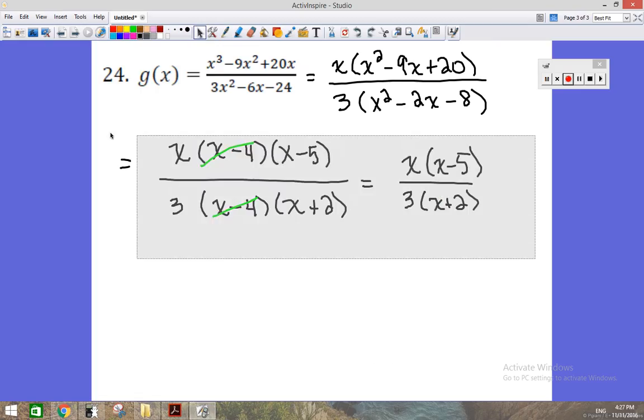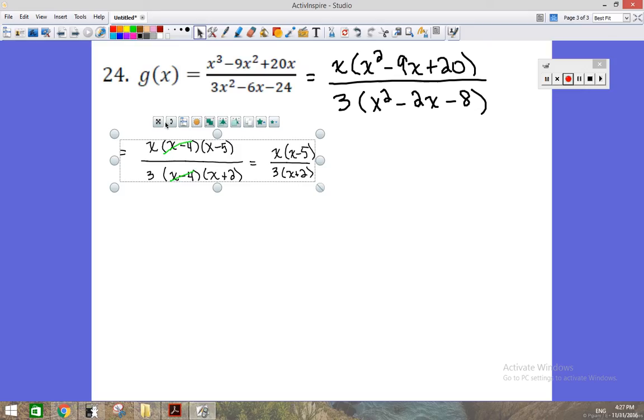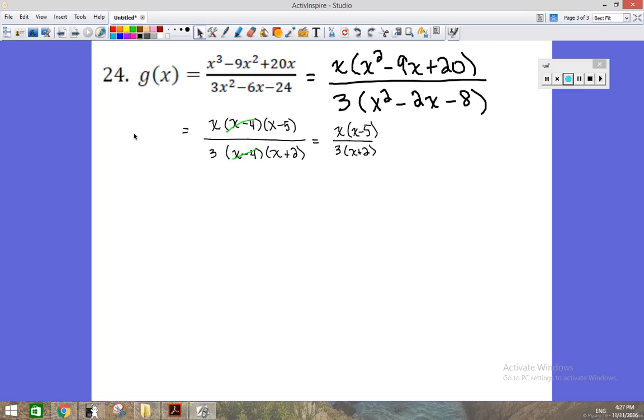So if they want me to find x-intercepts, I let y equal 0, which is the output of this function, and I set the numerator of the reduced expression equal to 0, and solve this equation. Solve this equation. So x equals 0, x equals 5 are the x-intercepts for this function.